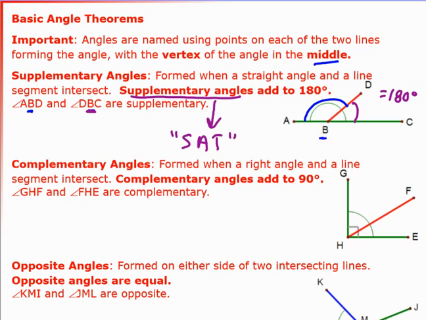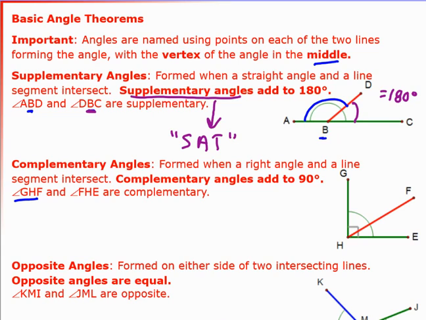Okay, now we have something called complementary angles. They're formed when a right angle and a line segment intersect. So here we have a right angle corner, and there's a line segment splitting it up. So when that happens, the complementary angles add up to 90.